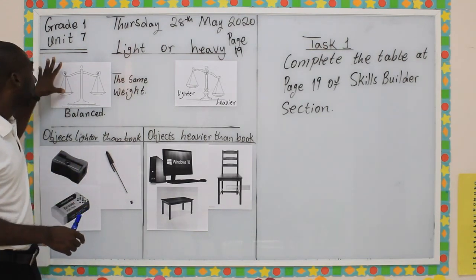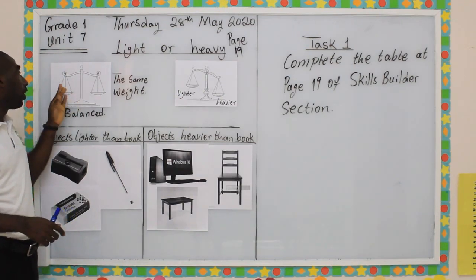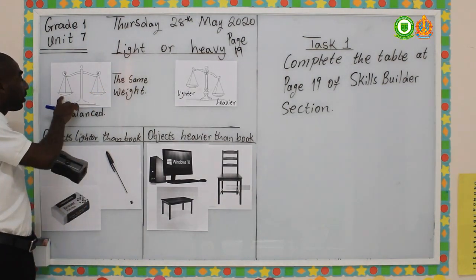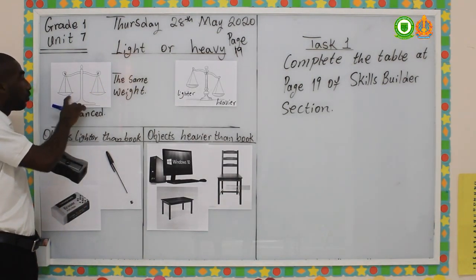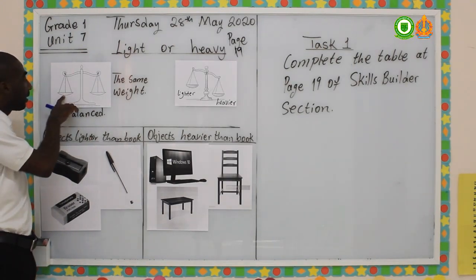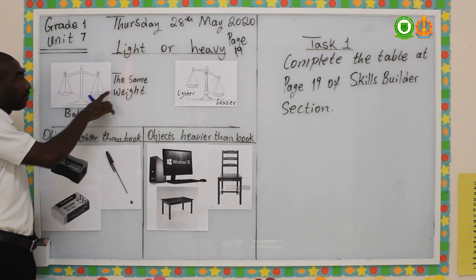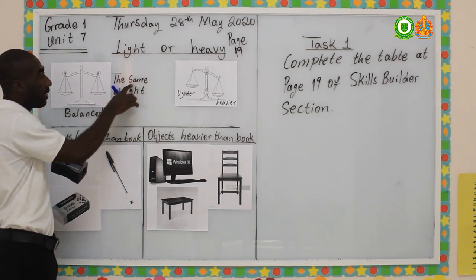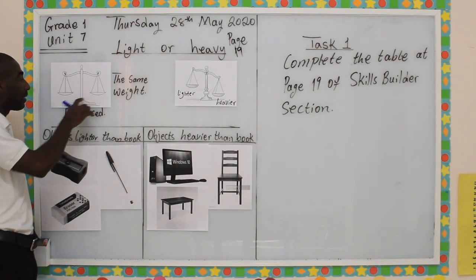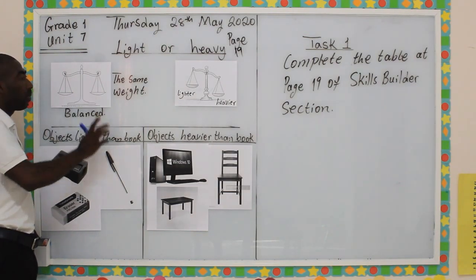If you look at this drawing, the object here is the same weight as the object that you find also here. You see they have the same level, which means this is a balanced scale. It means that this level is the same as this level. That means they have the same weight on the scale over here. So it's called balance. Okay, so the scale is balanced.